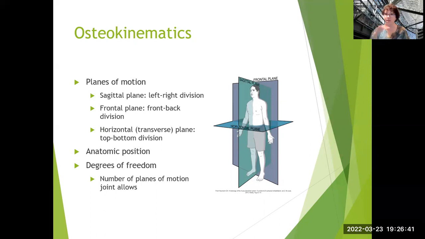So we'll define all the joints and what degrees of movement they have in the joint chapter. But that's what we mean by degrees of freedom. It's how many planes that joint can move in. And some of our joints have a lot and some have just one. And different types of joints will have different types of movement. And we'll talk about them all.